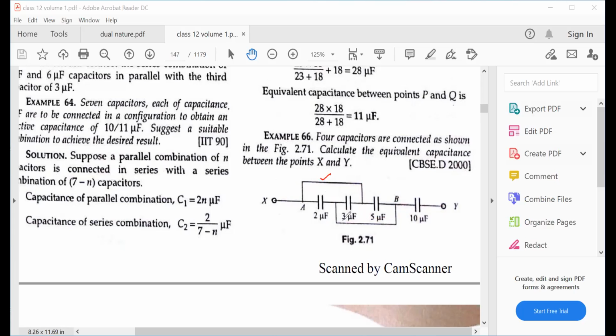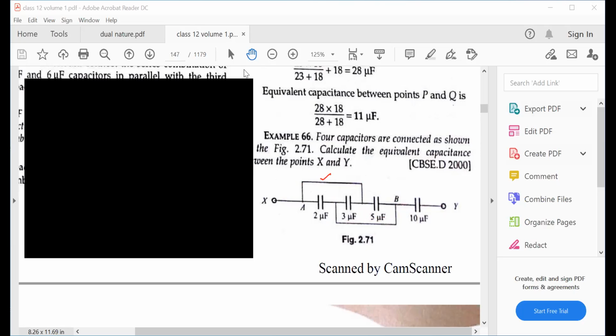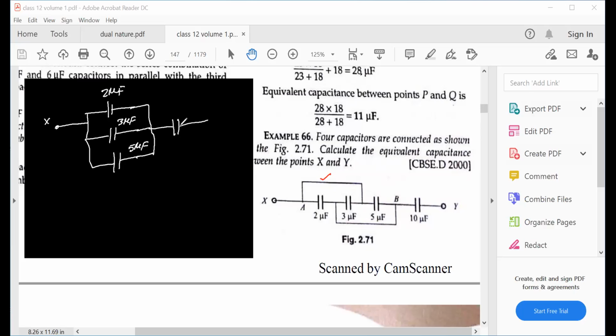So I'll redraw the circuit, avoiding these joints. Because of the currents, it is a parallel connection. It will be like this. There is your X point, and from this X point there are three capacitors, all connected in parallel because of different currents passing through them: the 2 microfarad, the 3 microfarad, and the 5 microfarad. After that, there is one more capacitor in series connection, that is your 10 microfarad.